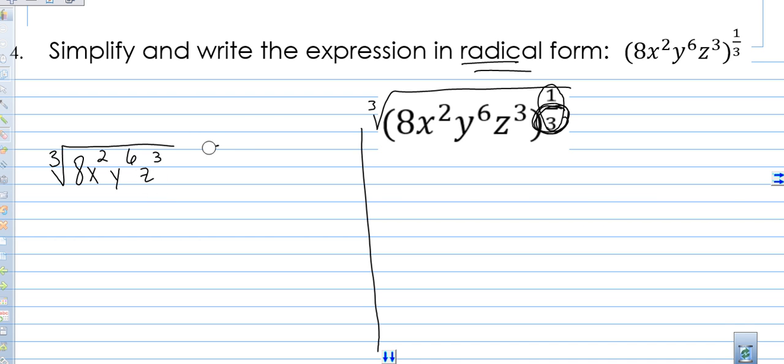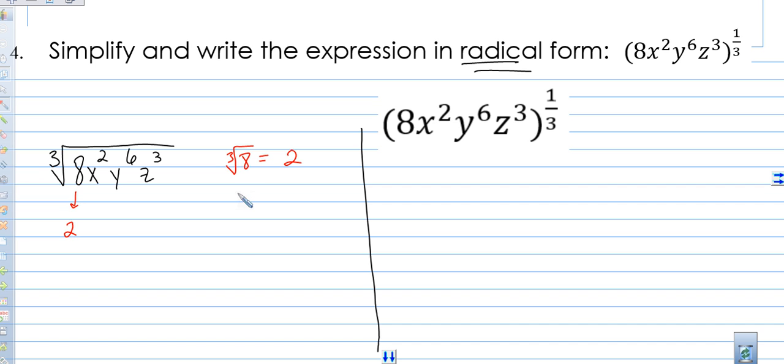Okay? And that's what that 1/3 power really means. So now that I have it like this, I just do what I did before. What's the 3rd root of 8? So you take the 3rd root of 8, that's 2. So I get this down to 2.